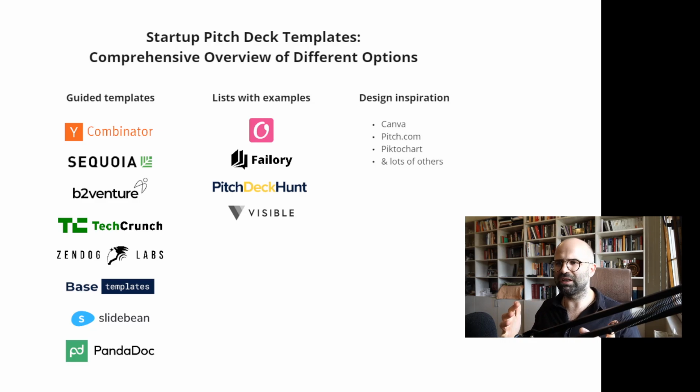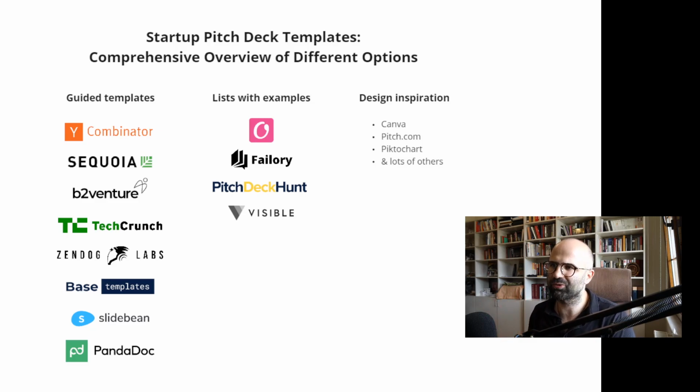And Slidebean, as well as PandaDoc, give you high-level guides, so there is some use there, but they're mostly focused on design. And, again, I think content matters much more. And where do you get content instructions? You get them from Y Combinator, though for a specific phase, and it's pretty high-level. Sequoia, it is also very high-level. B2 Ventures is a good start, also kind of high-level. TechCrunch is a little bit more detailed in what it's doing, and then Zendog Labs and base templates are definitely also helpful here. And Slidebean and PandaDoc I have mixed feelings about. So that's that in terms of a quick overview and some pros and cons.